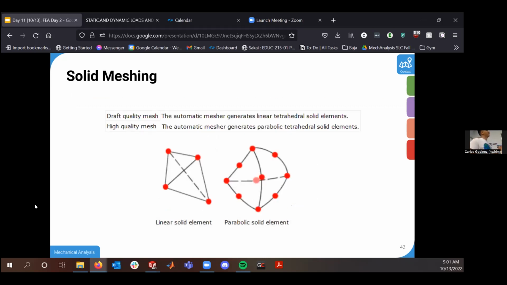For the left side, this would be a first degree element. On the right side, this would be a second degree element. SOLIDWORKS, rather than call it first and second degree, has draft versus high quality elements. The difference is that they have nodes at the center points between the vertices. And that's really important because that's better for estimating and modeling curvature.